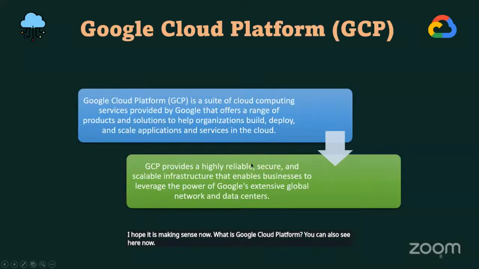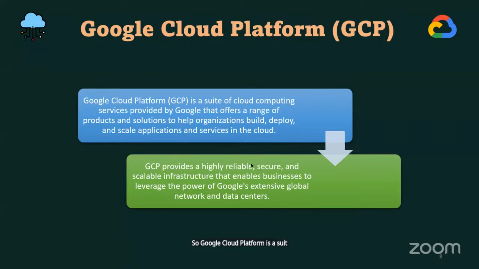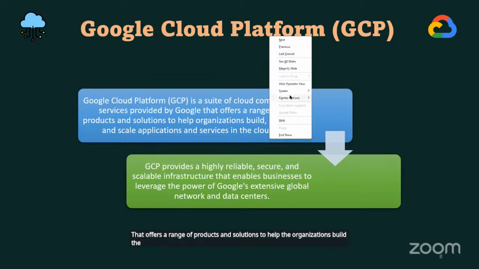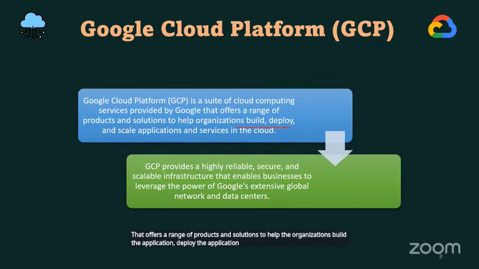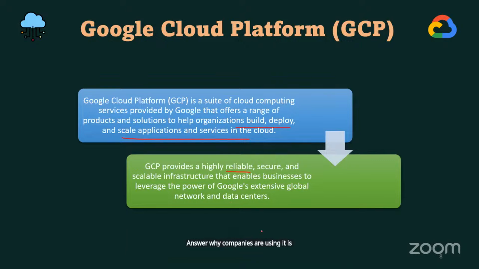So Google Cloud Platform is a suite of cloud computing services provided by Google that offers a range of products and solutions to help organizations build applications, deploy applications, and scale applications and services in the cloud. And sir, why are companies using it? It is because these services are reliable, secure and scalable, and that enables businesses to leverage the power of Google's extensive global network and data centers.